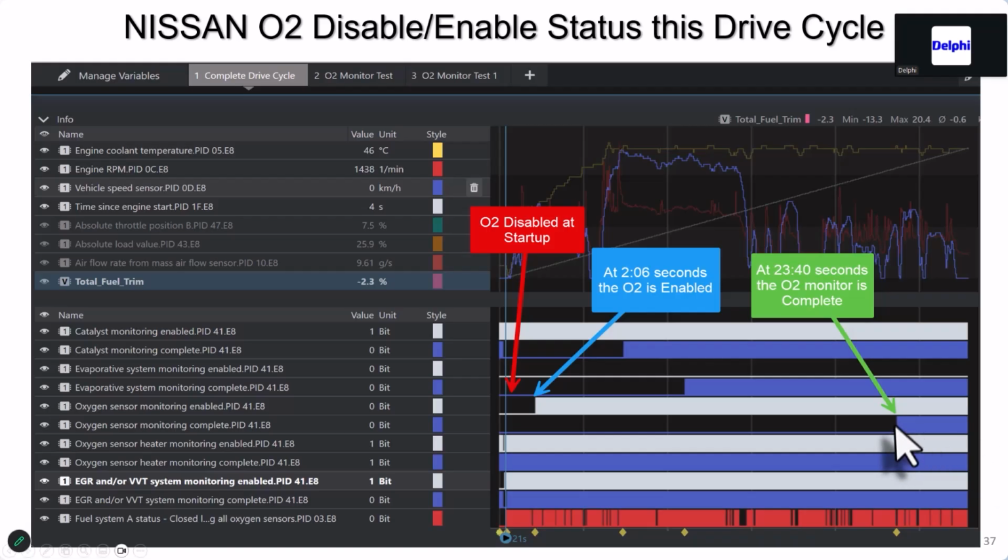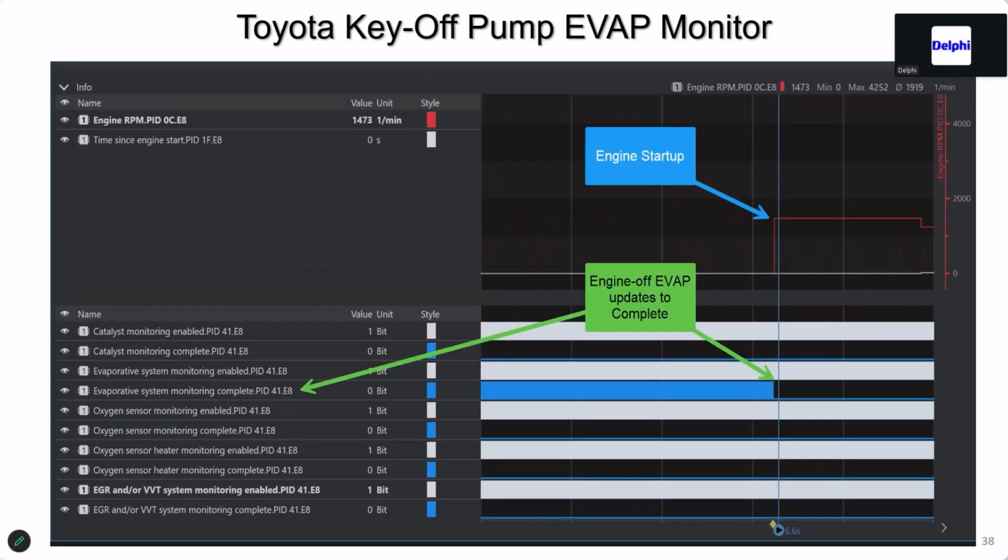The O2 completed. So PID 41 tells you the status of the monitor test for this trip, and PID 41 enable/disable tells you, on the surface, can you run it or can't you? Typically, they're not supposed to do what you see here. Since 2019, they're not supposed to be able to disable them and then bring them back. But you could have another condition where, let me show you this one first.